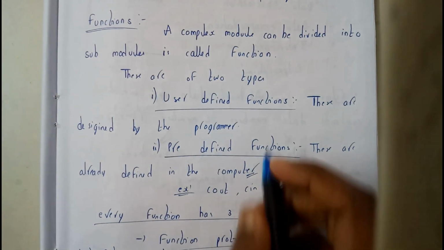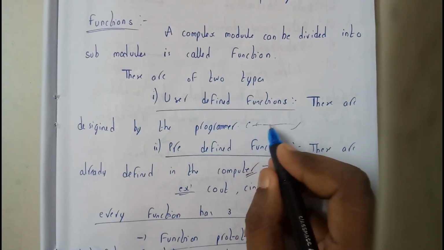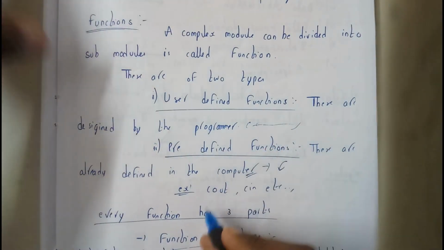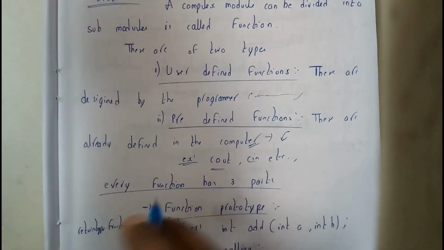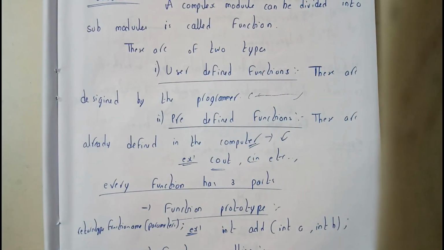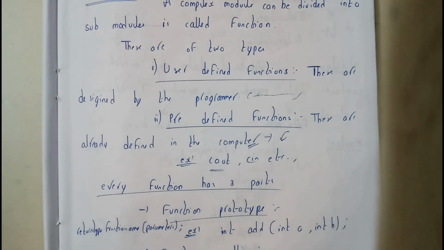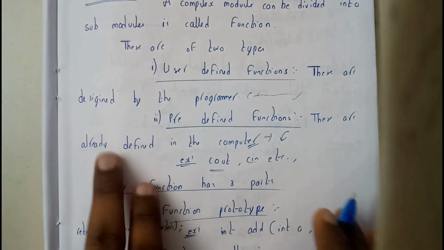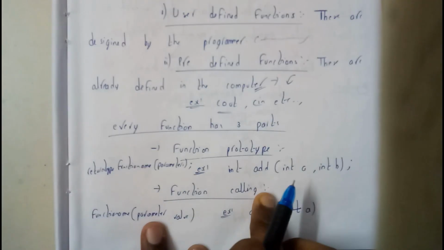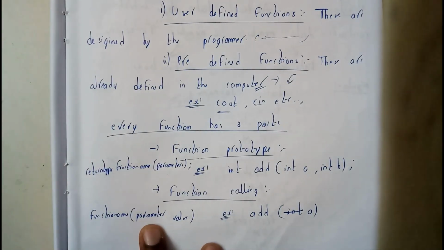Okay, so if you want examples, you can write any name, it depends on you. But predefined functions like cout, cin, those are the predefined functions. So now I hope everyone got a small idea on it. Again, for defining a complete function, if you want to create a function, you need to follow three rules, guys. One of them is the function prototype, function calling, and function definition.